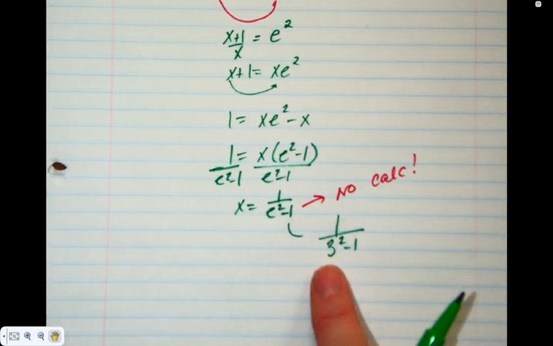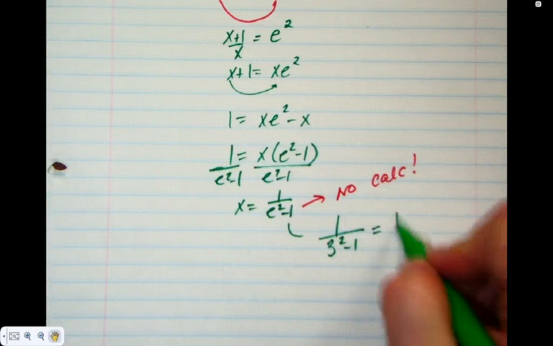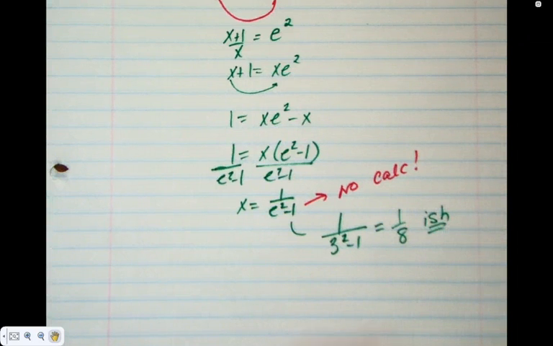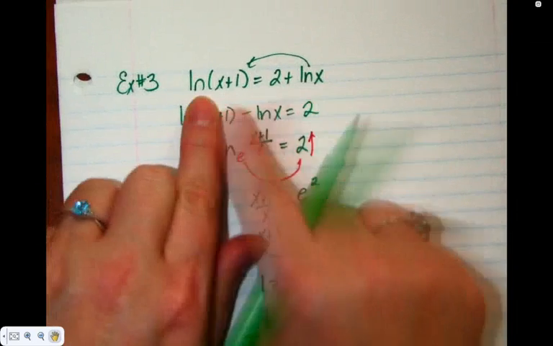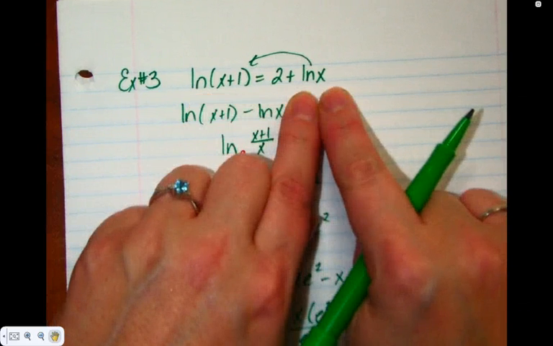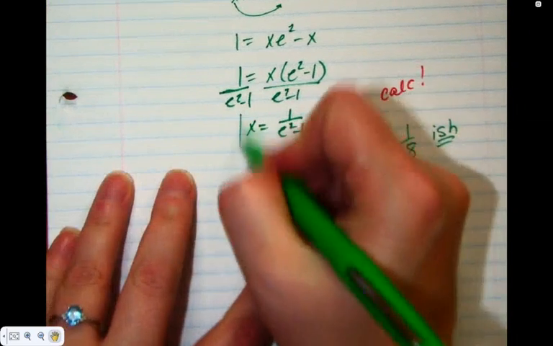And what's 1 over 3 squared minus 1? 1 over 8. And that's an ish, right? Because we rounded that. So we know it's approximately an eighth. Check it. If I put an eighth in here, am I okay? What does that tell me about the value? It's good to go.